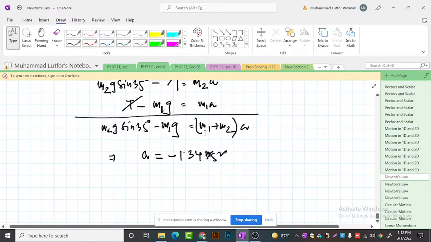This will be the answer, and you can write that M2 will move in the upward direction and M1 will move in the downward direction. You have to write it that way. So this is the answer.